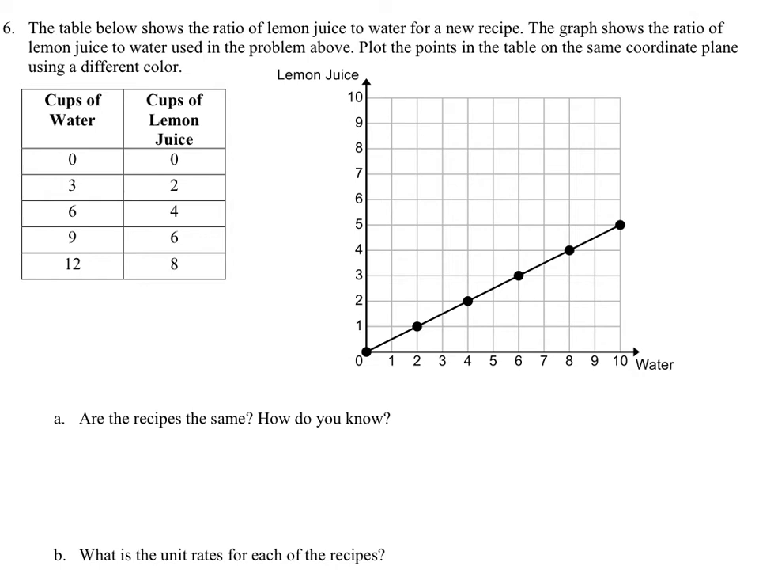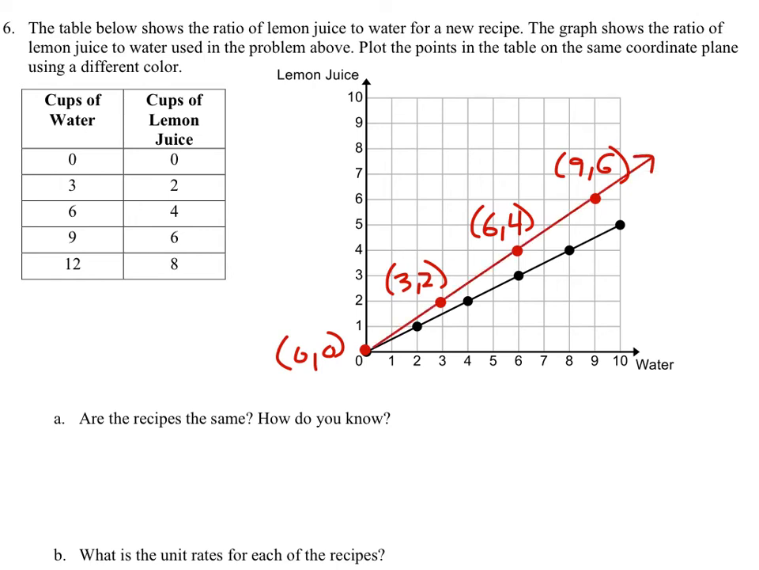So they do have 0, 0, and then we got 3, 2, which is right here. Then we got 6, 4, 9, 6, and that's all that'll fit on here. So next thing we should do is label each of these: 0, 0, 3, 2, 6, 4, and 9, 6. And we can draw a line through it too.